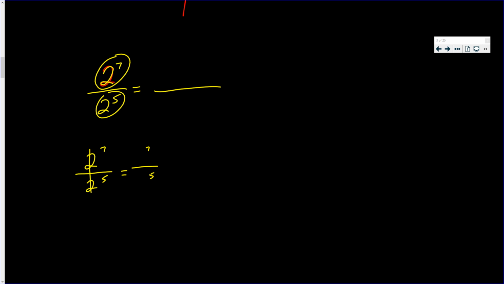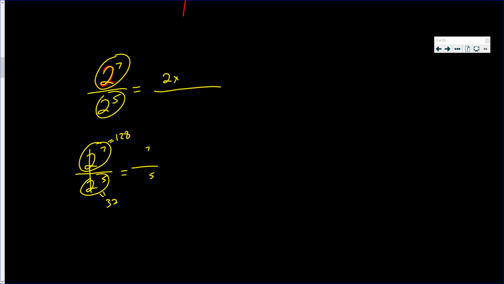You can't divide the 2's. Why? Because this is not 2, and that's not 2. 2 to the 5th is 32, and 2 to the 7th is 128. So let's see how you can do this.